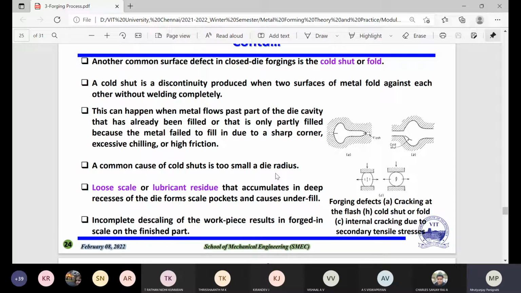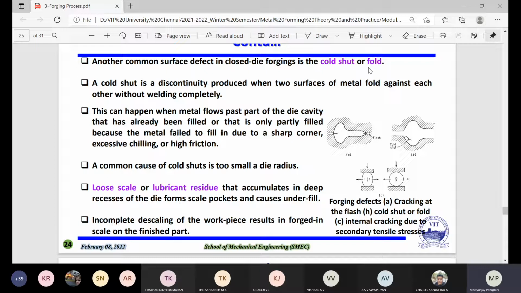So that means if your die radius is too small, probably you have to see, because this is a generalized statement. If this is too small, but that depends upon how thick the material you are passing is, and whether it is soft or hard material. That also depends. But in the generalized statement, you have to think that if your die radius is too small, you can find a cold shot or maybe the fold also, from the name onwards you can find out.